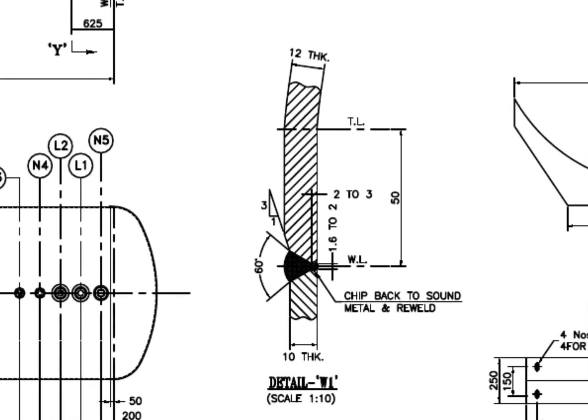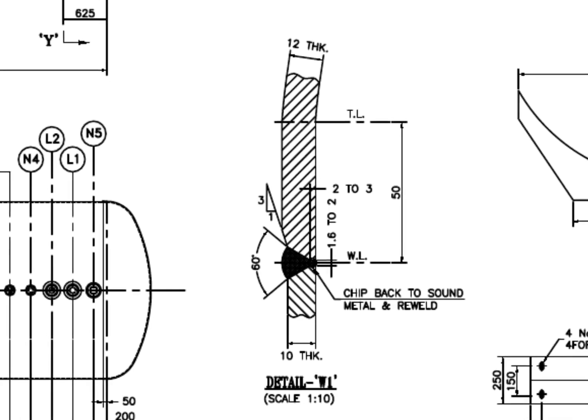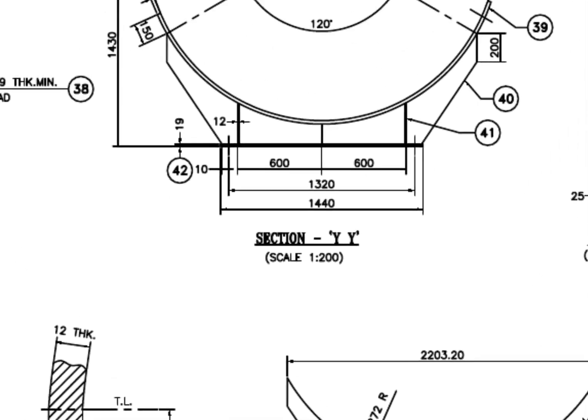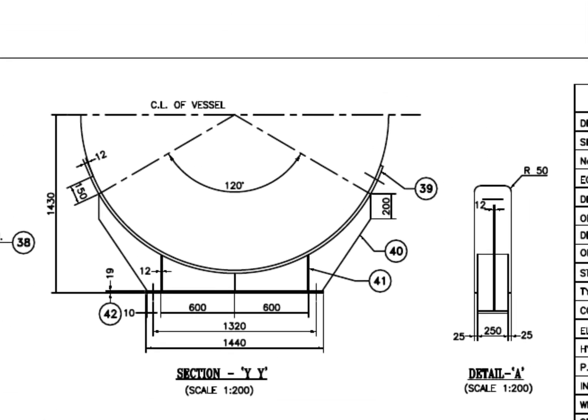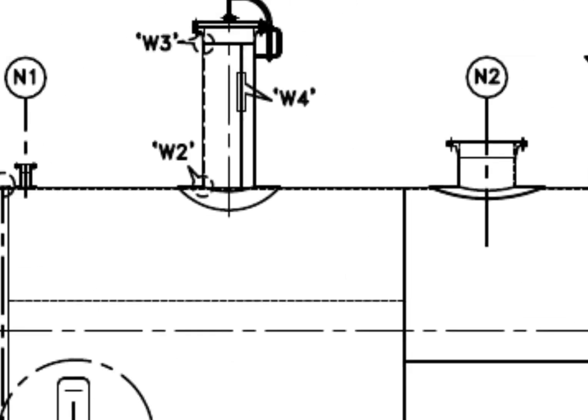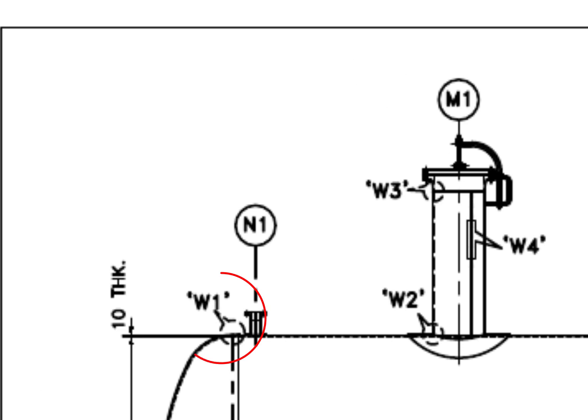Detail W1. This is the welding detail of the dish to shell joint. The thickness of the shell is 10 mm and the dish end thickness is 12 mm. 1:3 bevel is prepared on the dish end edge, and ID matched the thickness with the shell. See the saddle. Four numbers slot holes on the base plate of the sliding saddle. We have already discussed the detail W1.